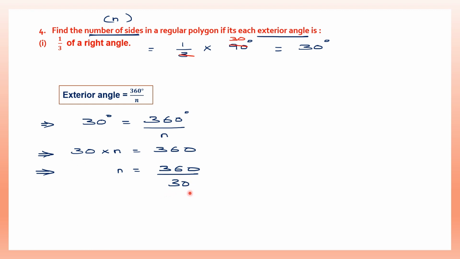It becomes division. Now let me cancel the two zeros. So I can cancel 0 and 0. Now I can divide 36 by 3. 3 ones are 3, 3 into 12 is 36. So now I have found n, which is the number of sides, and that is 12. So the answer is 12 sides.